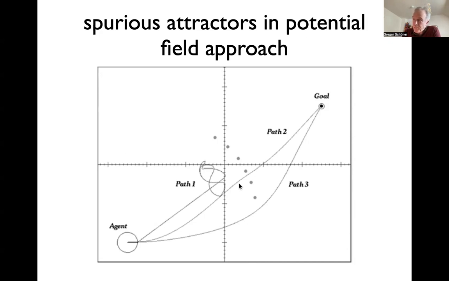In the attractor dynamics approach, there is also the possibility for spurious attractors. They are not spurious in the same sense. And so here's an example of this path 2, which actually collides with these obstacles. And that really has to do with the fact that the individual contributions, when they are summed, don't guarantee that the attractors that emerge from that don't violate the constraints.